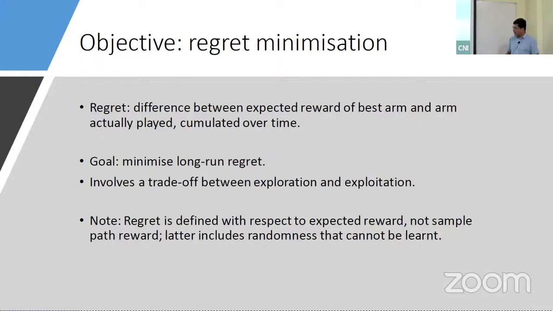We define regret with respect to expected reward, not sample path, which is your question earlier. This is not unreasonable because the sample path reward involves randomness that you can never learn. The bit you can learn is the expected thing, and so that's what you try to optimize.